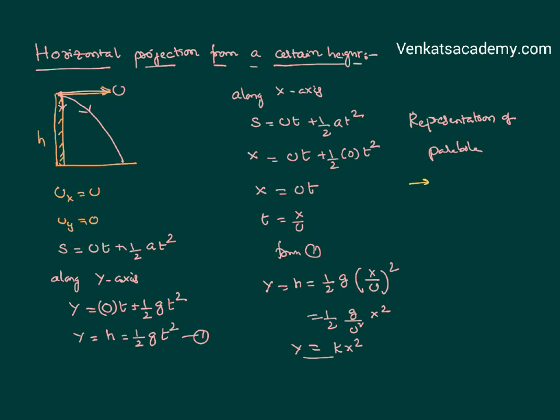So I would like to say this horizontal projectile from a certain height takes a path of parabola. This is the point that I would like to prove at this junction, right? A horizontal projectile is also going to have a parabolic path when it is thrown horizontally from a certain height, right? Thank you.